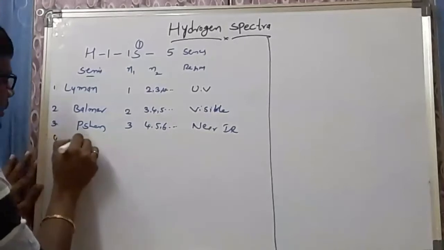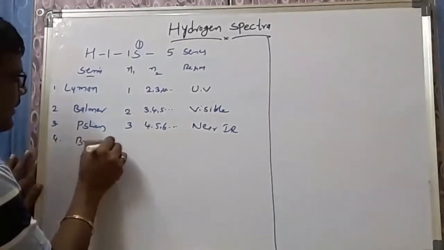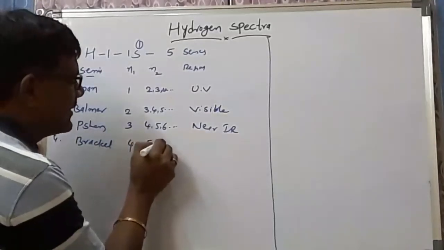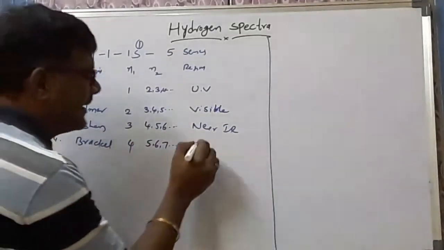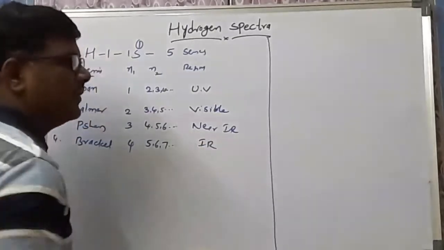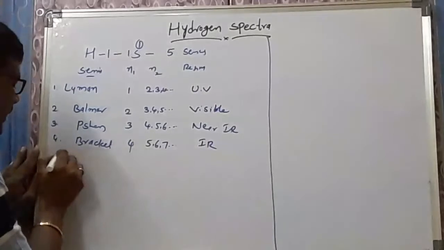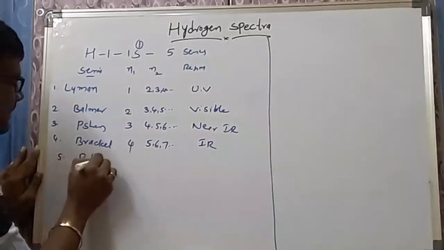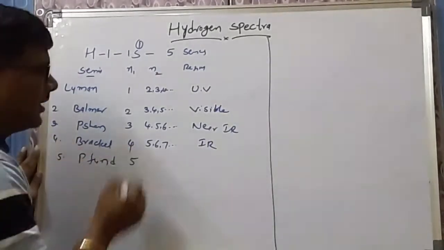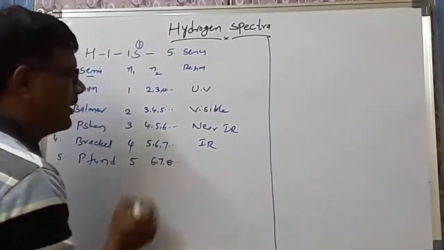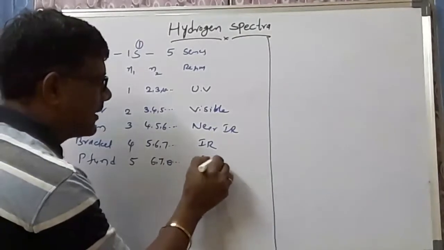The fourth one is the Brackett series. For the Brackett series n1 will be 4, and n2 will be 5, 6, 7 and so on, and it is located in the infrared region. The fifth one is the Pfund series. For the Pfund series n1 will be 5, n2 is 6, 7, 8 and so on, and the region is the far IR.